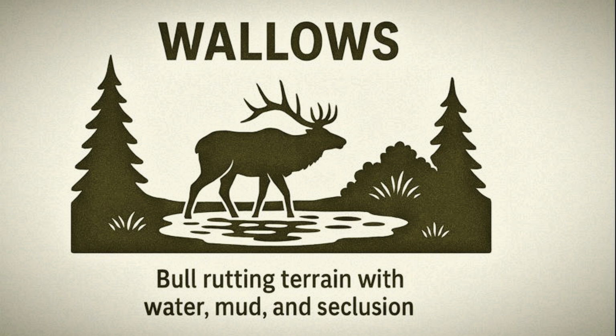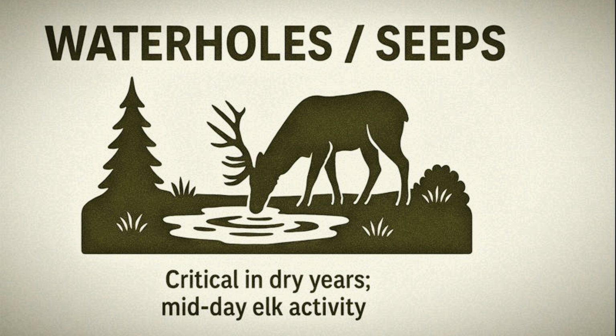Number 54, the elk favorite, the wallow. Those are your bull rutting areas that are tied to water and the mud, ideal places to locate active bulls in September. Number 55 are your water holes and seeps, critical water sources during hot periods or dry areas, perfect for midday ambush opportunities.